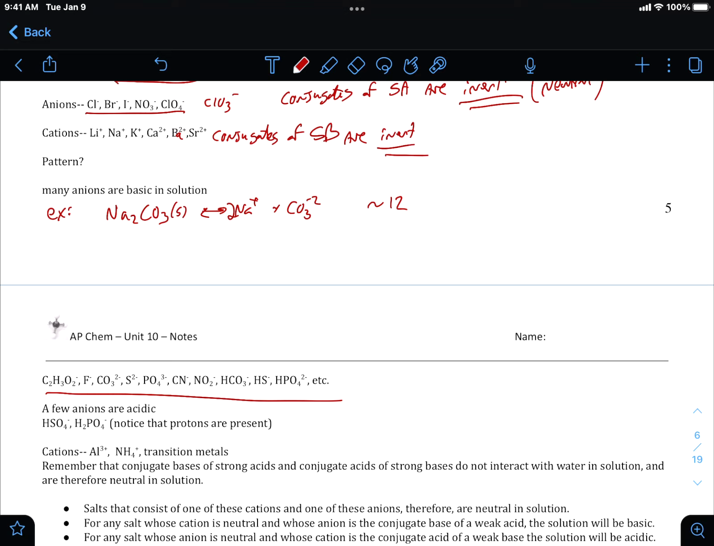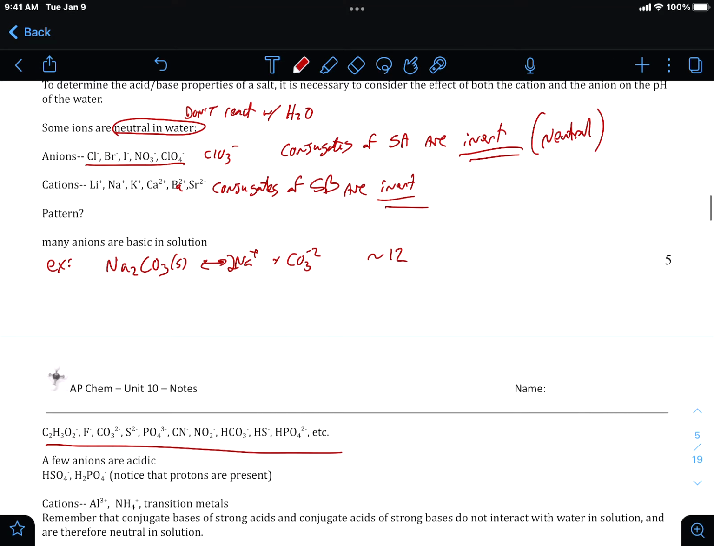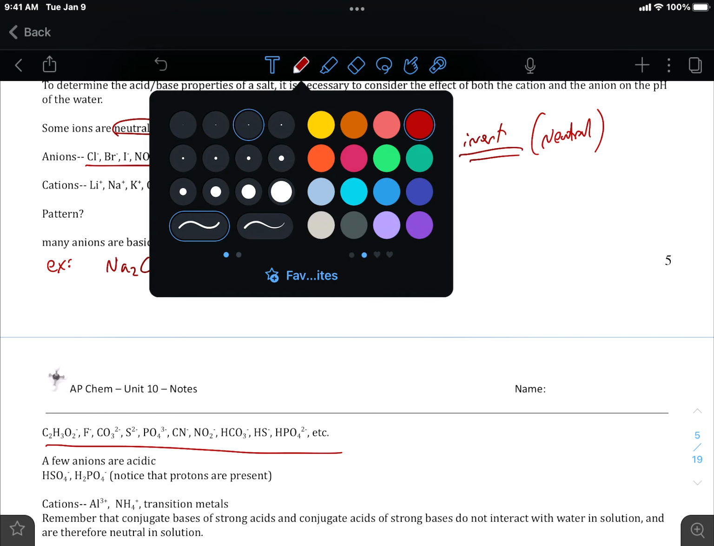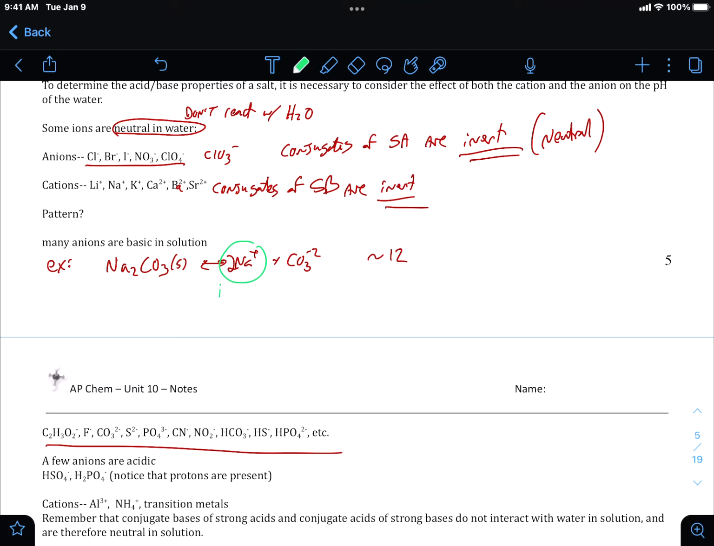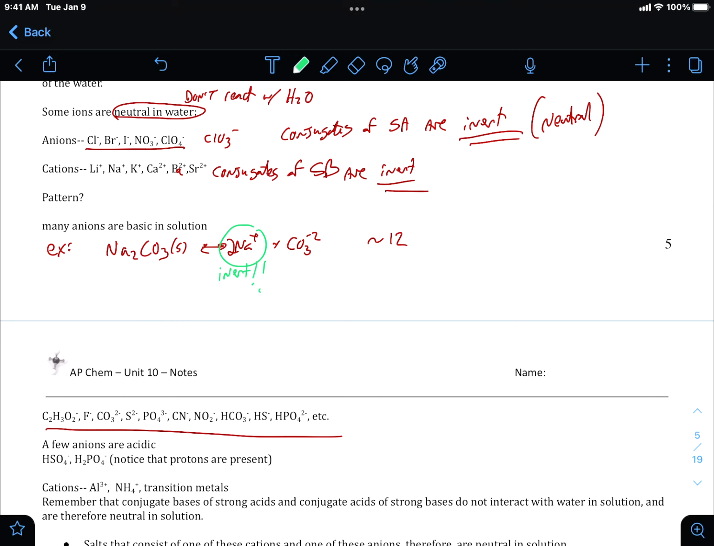Well, what are the products? There are 2 ions. And of these 2 ions, didn't we have a list of ones that would not react? Is one of these ions on that list? Which one? Yeah, sodium. Sodium is inert, okay? So sodium is inert. Therefore, whatever is happening is being caused by carbonate. So the reaction is this.